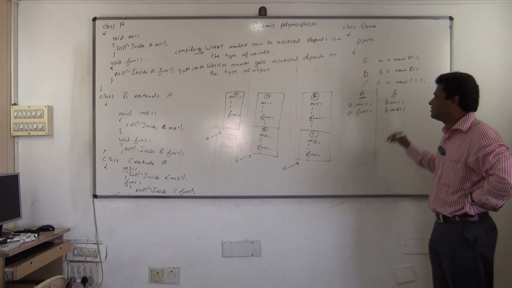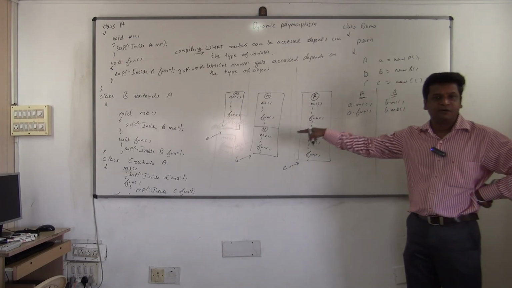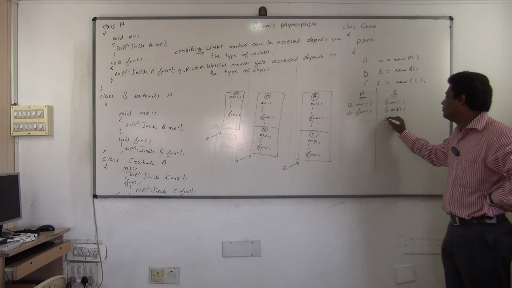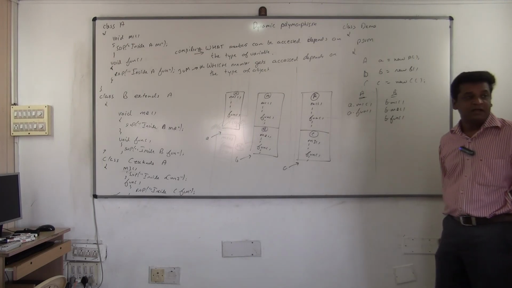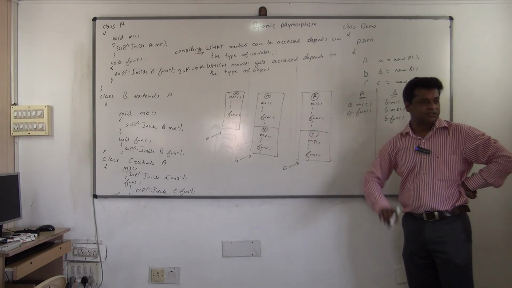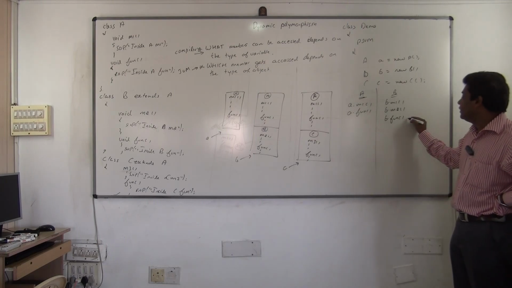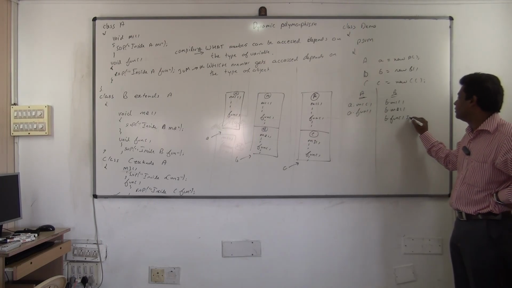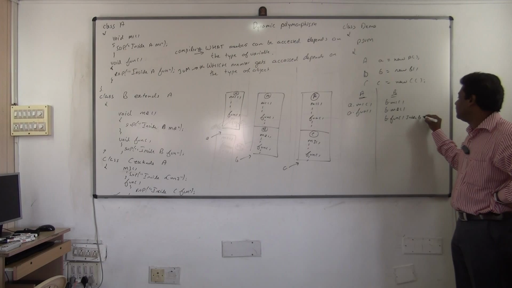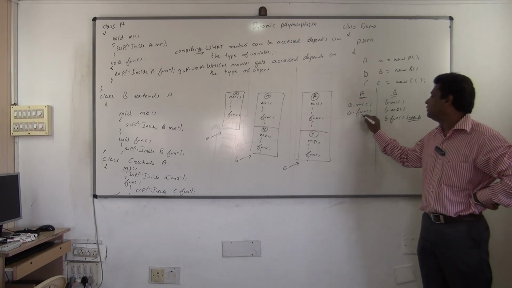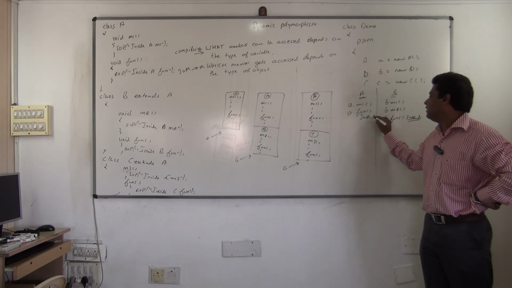B dot M2, can I access? Yes. Again preference is given to subclass. B dot fun, can I access? Yes. Again preference is given locally, it executes that. So it means here it prints from inside B only. Yes or no? Here it is printing inside B. Here it is printing inside A.